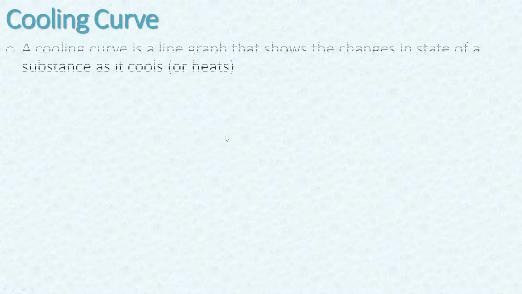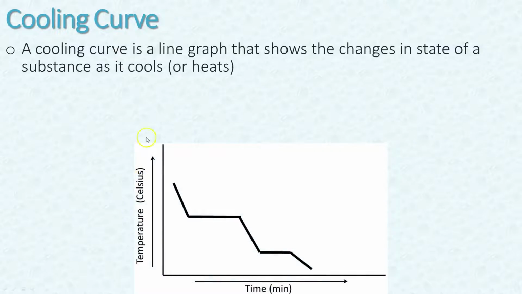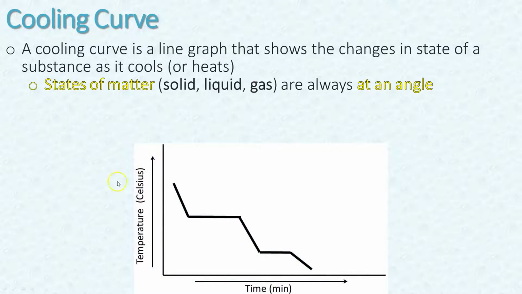Another thing we need to talk about is a cooling curve. A cooling curve is a line graph that shows the changes in state of a substance as it cools or heats. Here's a rough schematic of one. We'll fill out one in just a moment.